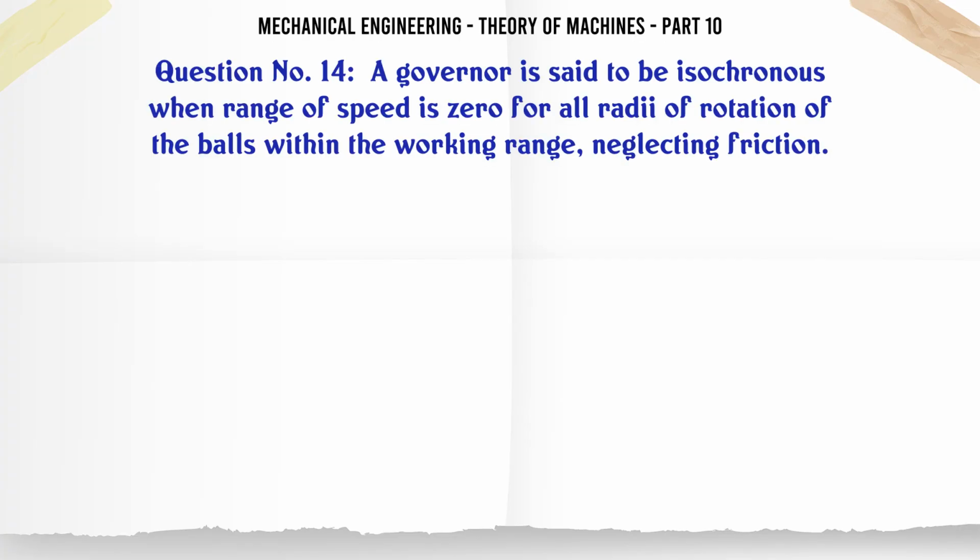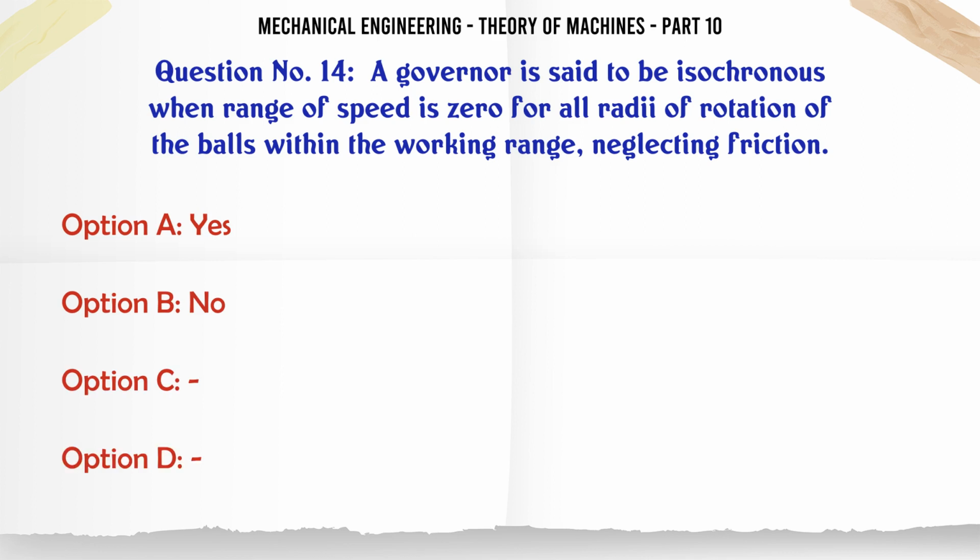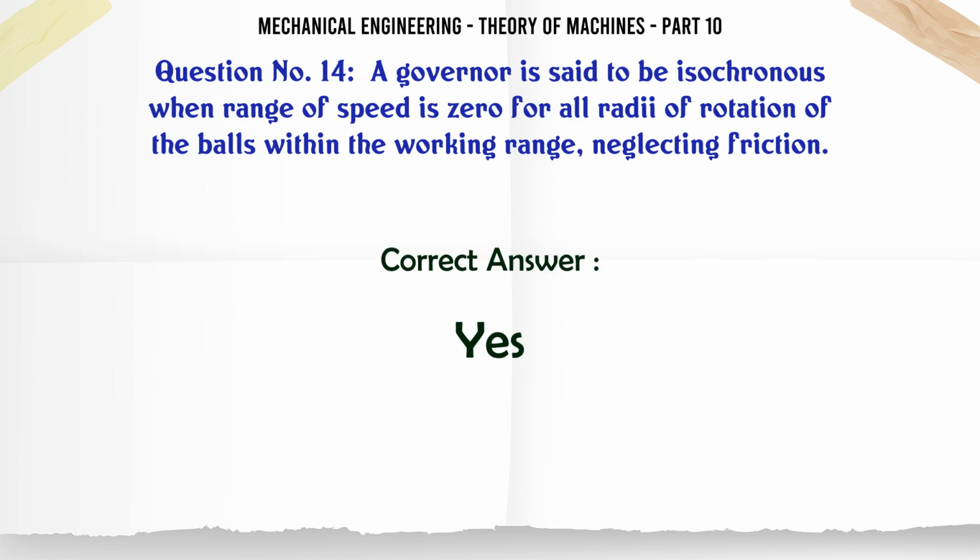A governor is said to be isochronous when range of speed is 0 for all radii of rotation of the balls within the working range, neglecting friction. A. Yes. B. No. C. D. The correct answer is yes.